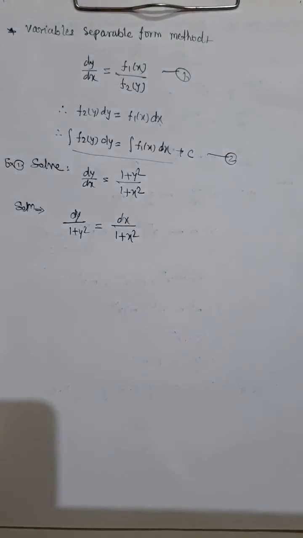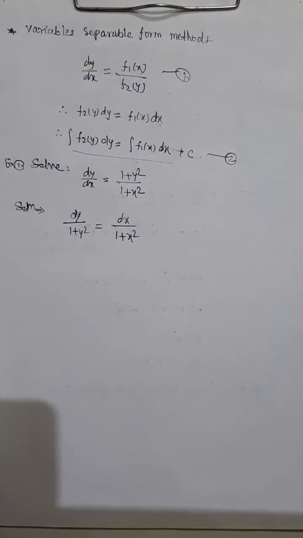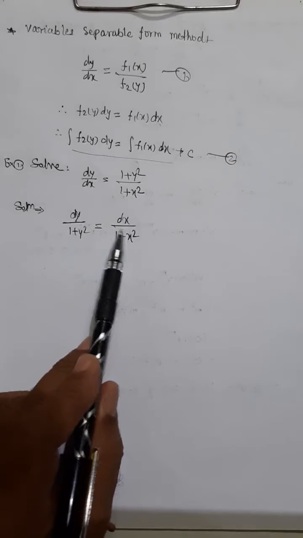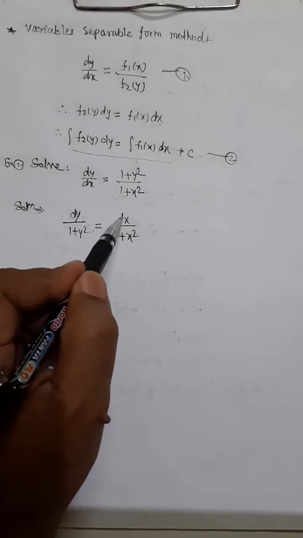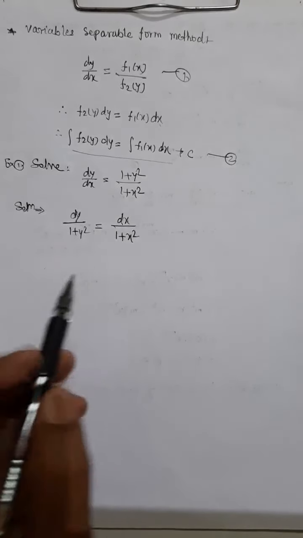And see, here variables are separated, dy with the function of y, dx with the function of x. Here note that always keep dx and dy in the numerator, don't keep them in the denominator. If you put them in the denominator, that is meaningless. So always you have to put dx and dy in the numerator. See, here variables are separated.